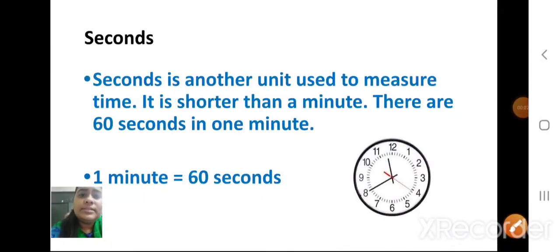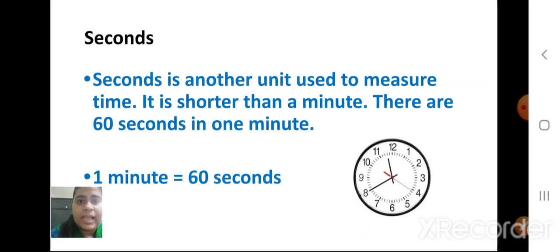Children, now let's discuss seconds. I have told you seconds is the fastest one. Second is another unit which is used to measure time, and it is shorter than a minute. There are only 60 seconds in 1 minute. It moves very fast. The second hand moves very fast.